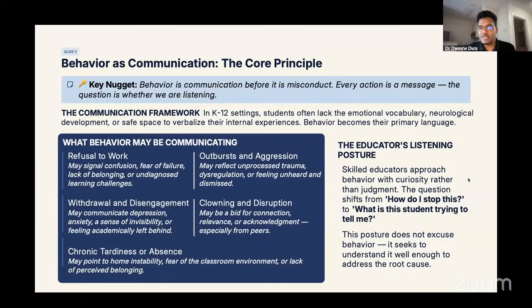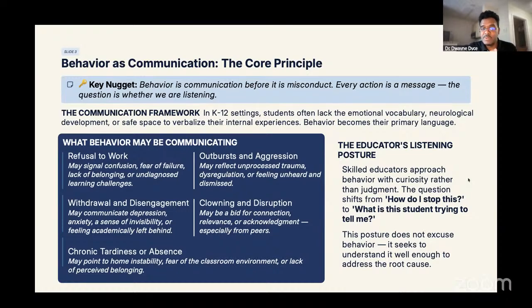The other one is clowning around, which many of us know already. Clowning around in the classroom and being disruptive. What does this tell us about the student? It may be a bid for connection. They want to connect. They want to be relevant. They might want acknowledgement, and especially they want acknowledgement from their peers. They may want to feel relevant among their peers as well. So they act out in that manner.